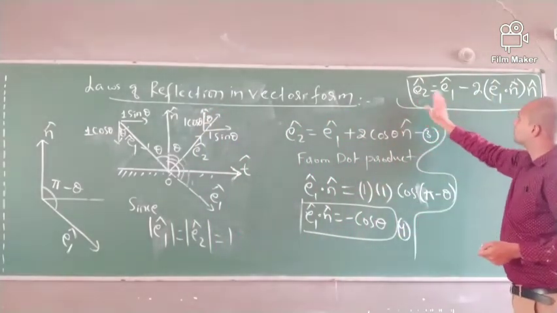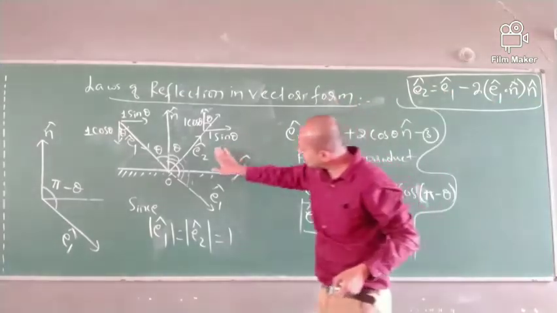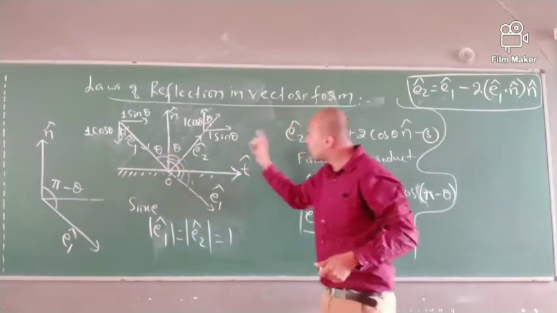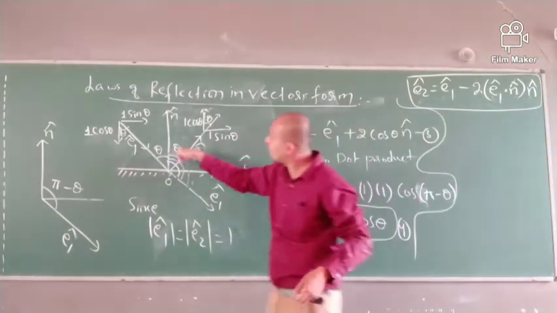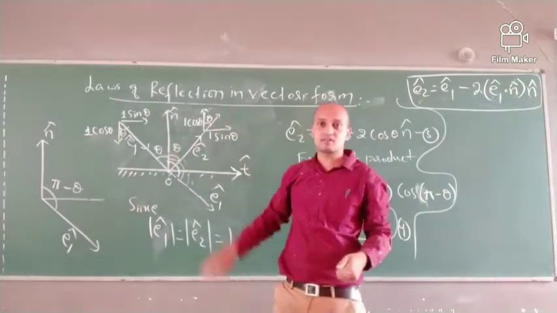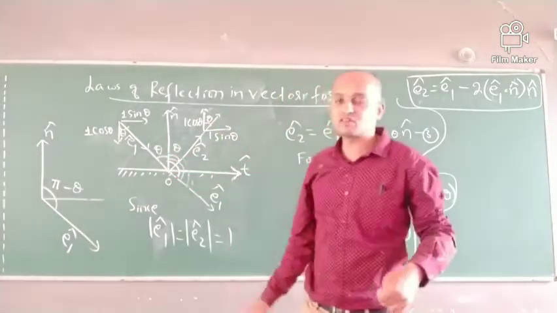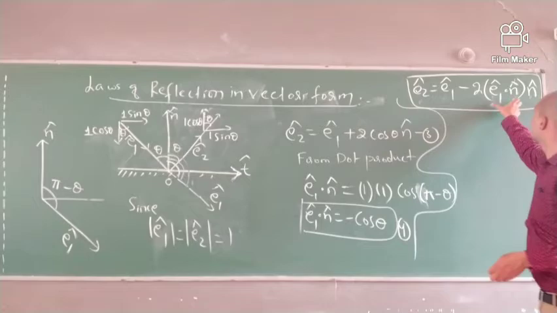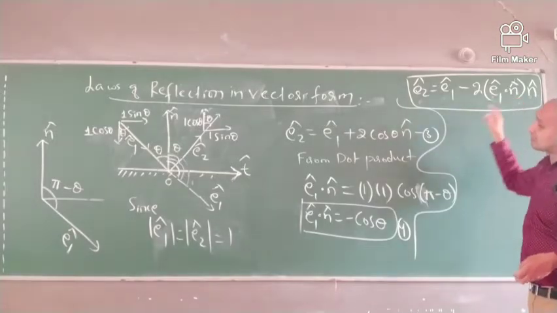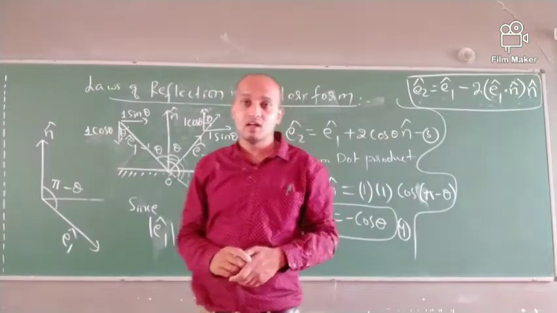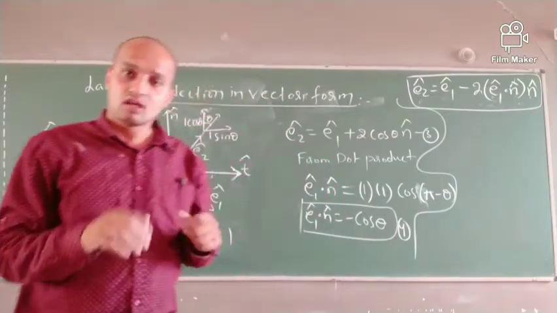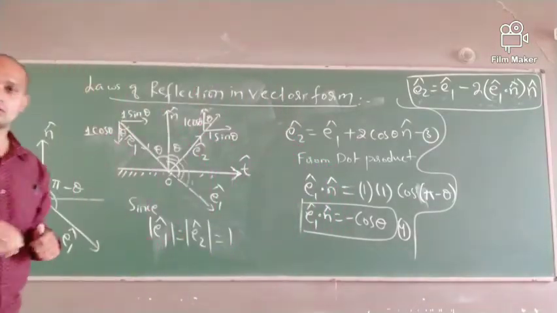This E2 has the same direction as E1 only, but which component is changing? The n cap component changes after reflection. Are you understanding this? That is why this term has come. The n cap component is going to change. Got it now? If I take numericals on this, you will understand it more.